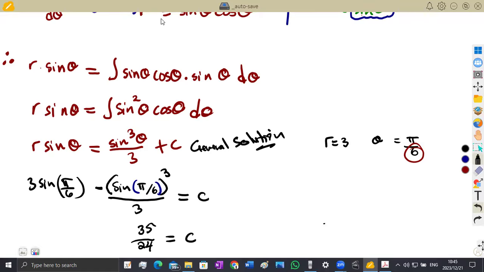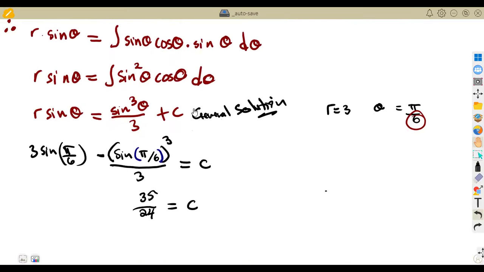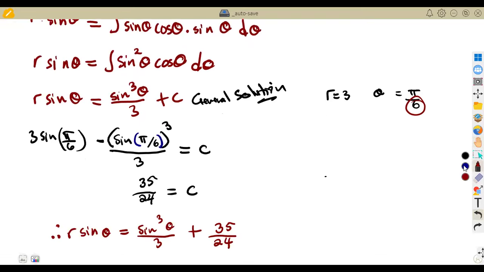So after finding C, now we have got the particular solution by substituting the value of C. Before it was the general solution here. Now we substitute our C, the one that we got. So therefore, R sine of theta is going to be equal to what? Everything remains as it is. So that's sine cubed theta over 3 plus C. Our C in this case is 35 over 24. So that's it. We are done. So that is now the particular solution. We have the particular solution now.